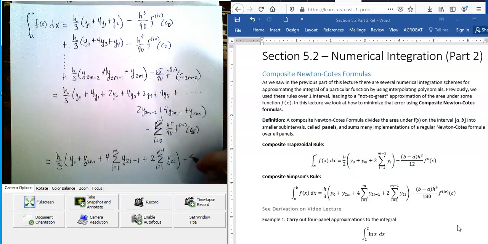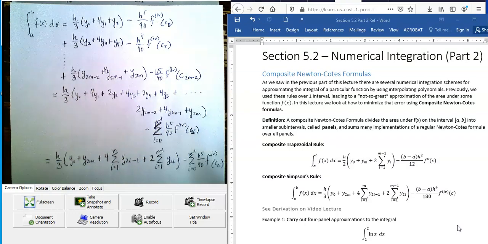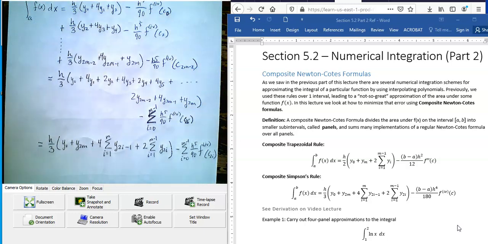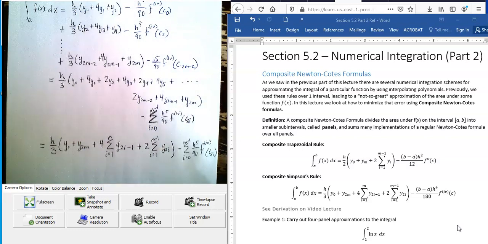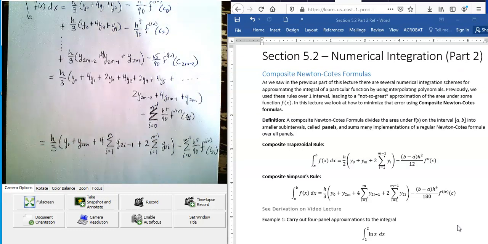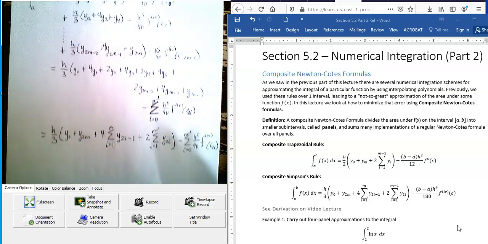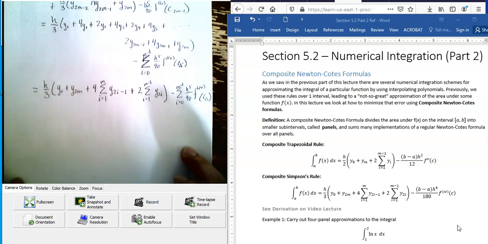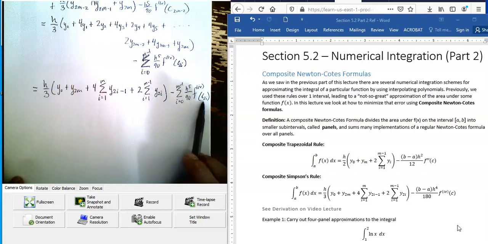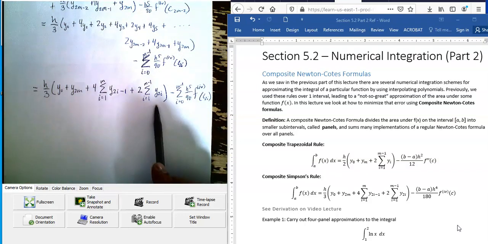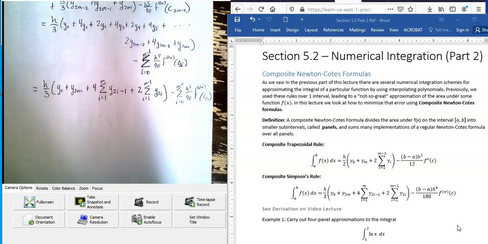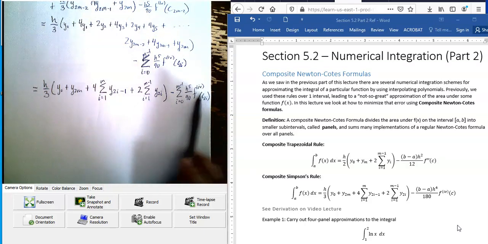Minus our error term, sum i goes from 0 to m minus 1, h to the 5th over 90 times f quadruple prime at c sub 2i. So we're almost there. All we need to do is rewrite this error term using the same kind of procedure that we did last time. Okay. So all of this is good for our formula there. So I'm just going to work with the error term and then we'll come back.